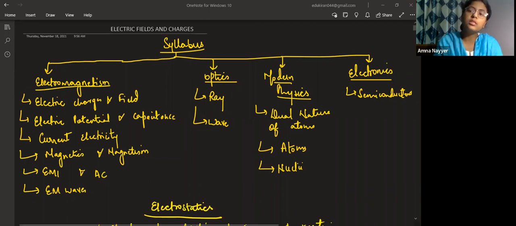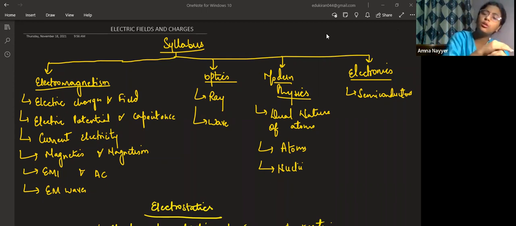Then you have optics, you have modern physics, you have electronics lessons. So under electrostatics, it is that branch of physics that deals with when the charges are at rest. Statics means what? Something at rest. You must have done hydrostatics, hydrodynamics in your class 11. Similarly, here you have electrostatics, you have electrodynamics. Now in electrodynamics, we reach this lesson, which is known as current electricity. So under your electrostatics, you have these two lessons, electric charges and field, and electric potential and capacitance.